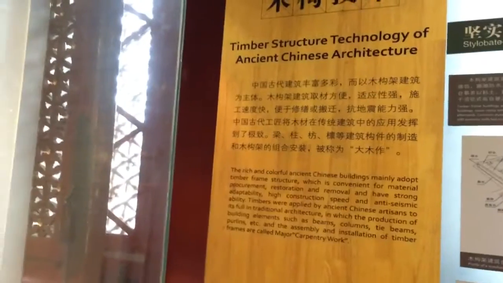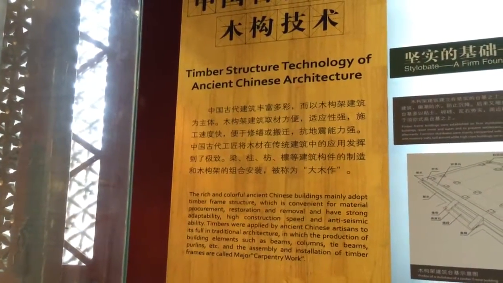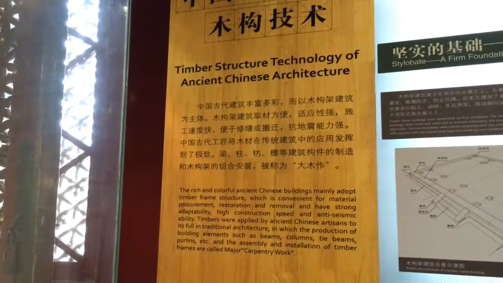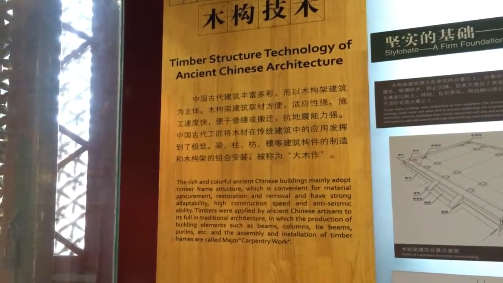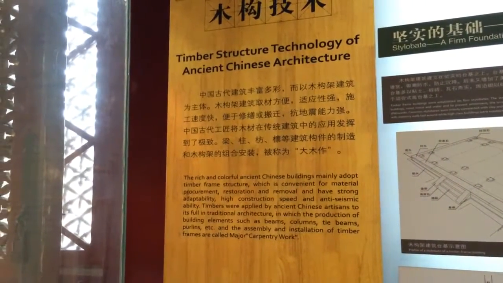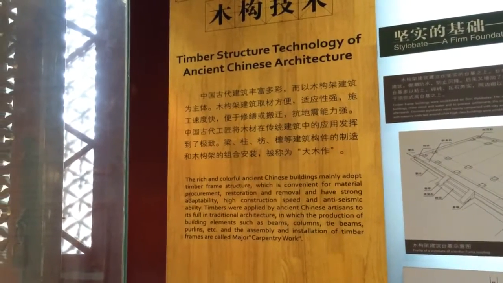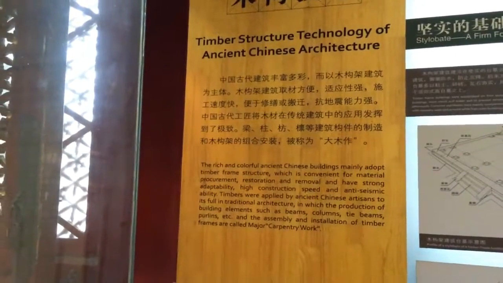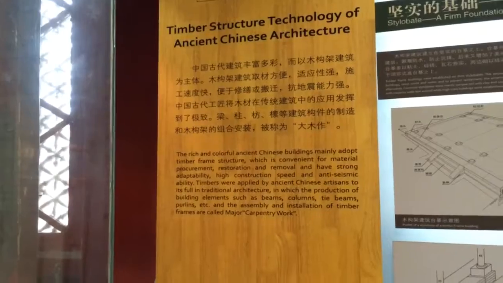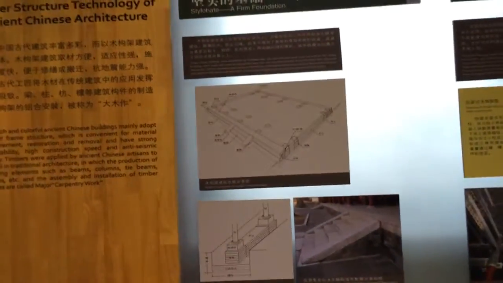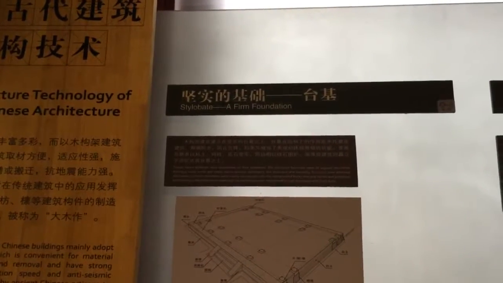Timber structure technology, ancient Chinese architecture. Timber frame structure. Convenient material for procurement, restoration, removal, strong adaptability, high construction speed, anti-seismic ability. Timbers applied by ancient Chinese artisans in full traditional architecture: beams, columns, tie beams, purlins, carpentry work. Let's see, style a bit, firm foundation.